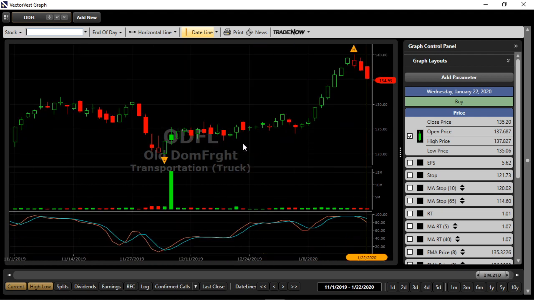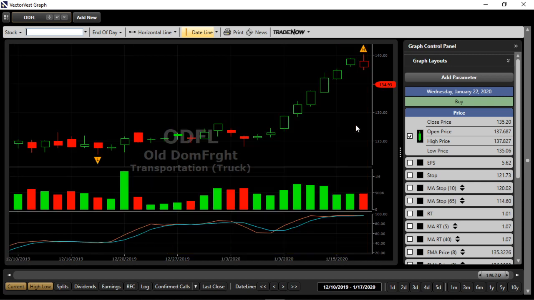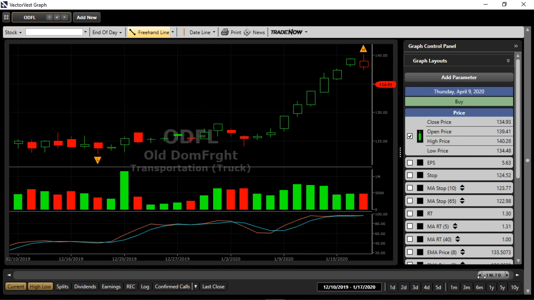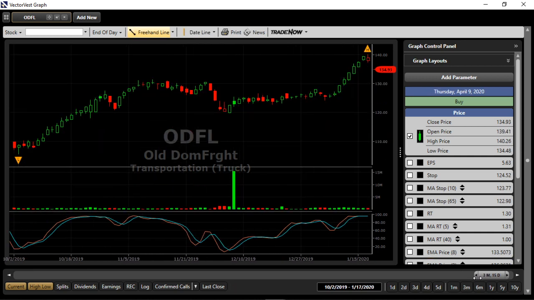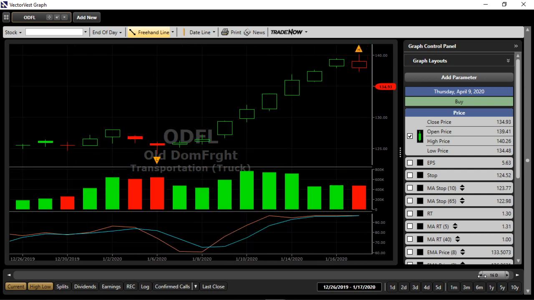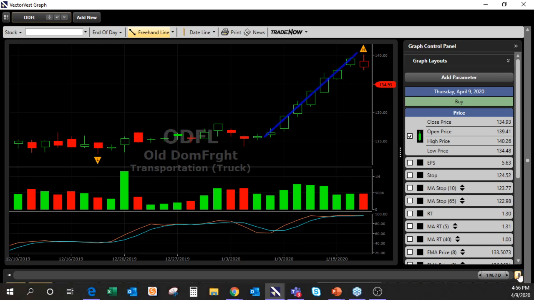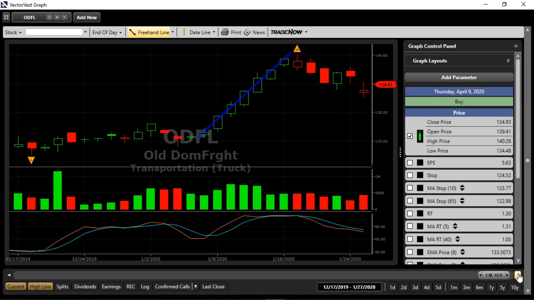Okay, so here's ODFL. Let me zoom in here. Here's your vertical rise. Here's your flagpole. Let me back it up, because you're in an uptrend, right? You're in an uptrend. You got a strong vertical rise on pretty high volume. And then you get this period of consolidation.